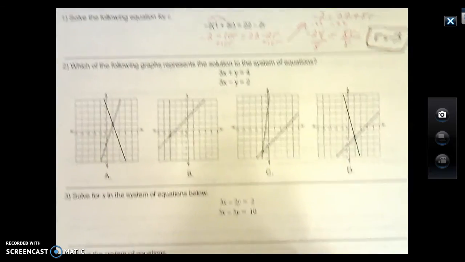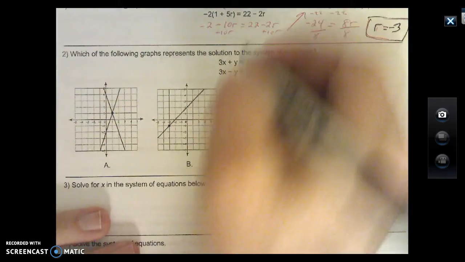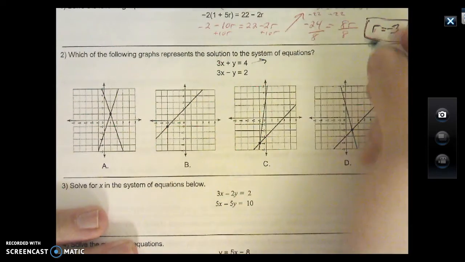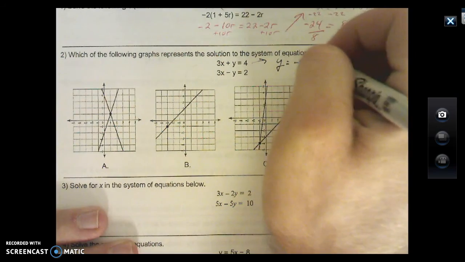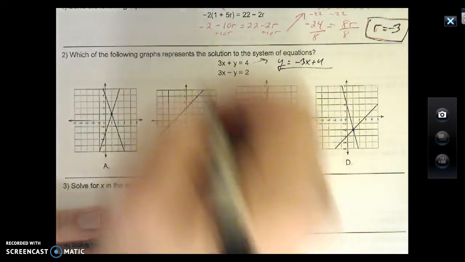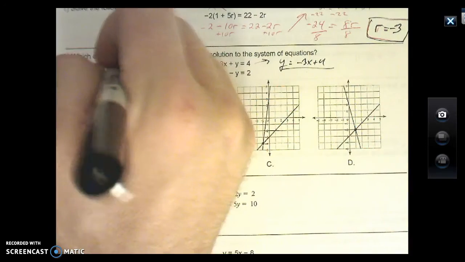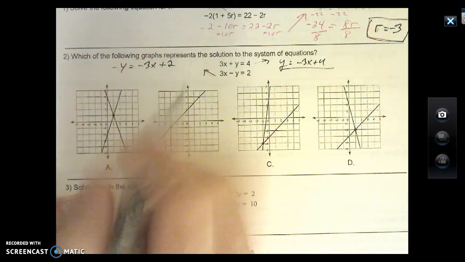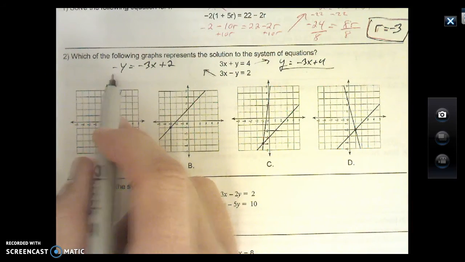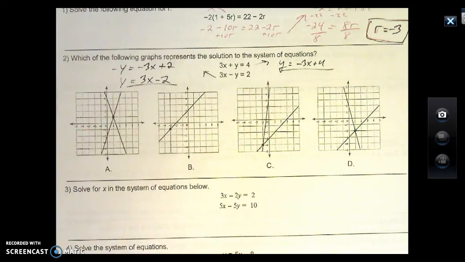Okay, on number 2. Which of the following graphs represents the solution to the system of equations? You want to get y by itself. For my top one, I can subtract 3x over. Boom. Okay. My bottom one, subtract 3x over. I get negative y equals negative 3x plus 2. But I don't want that negative out front, so I can divide everything through by negative 1. So y equals positive 3x minus 2.